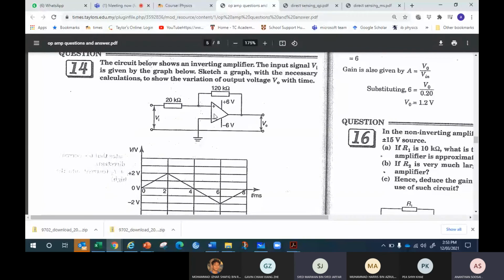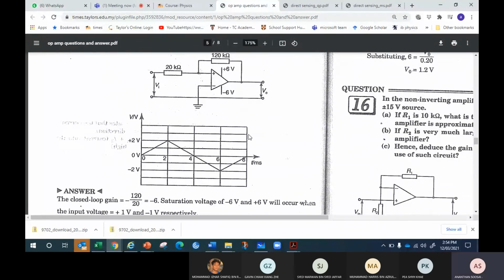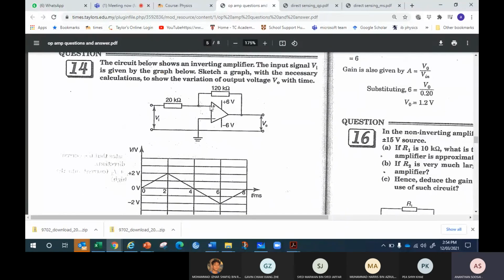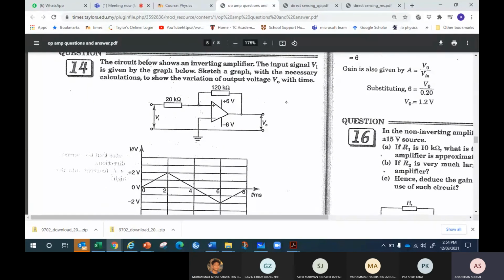Class, can you hear me? Yes. Okay, look at 14. As I said, the mistake is up and down. Up is supposed to be negative. Up should be negative, remember. Up is negative, down is positive.